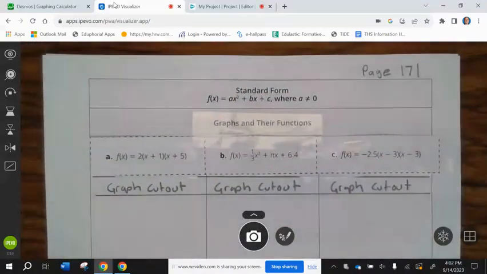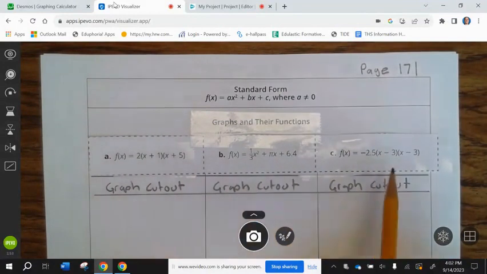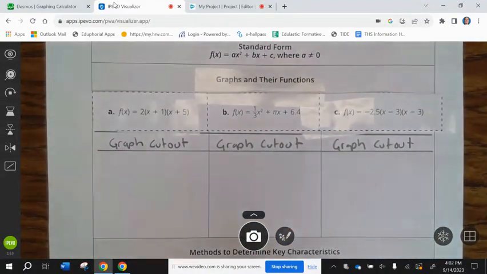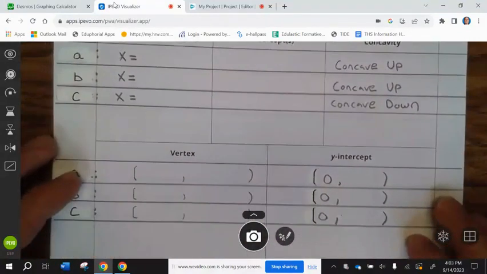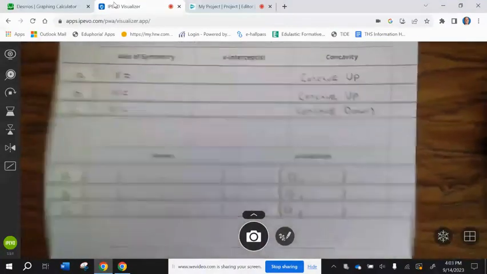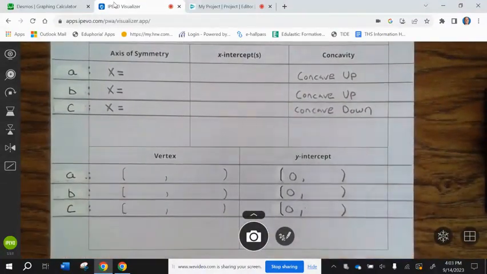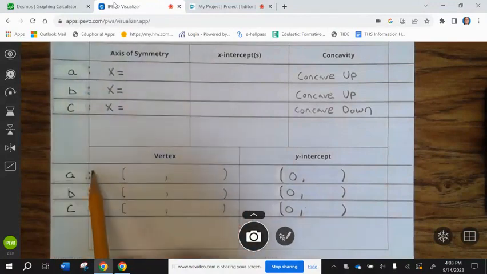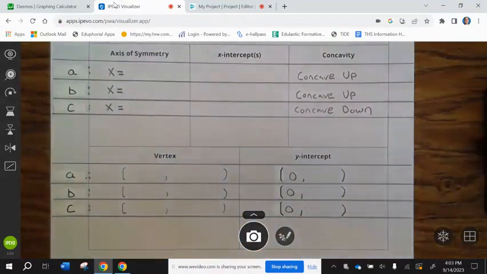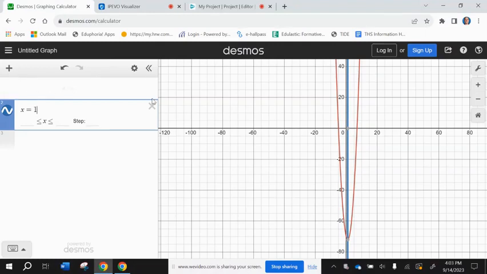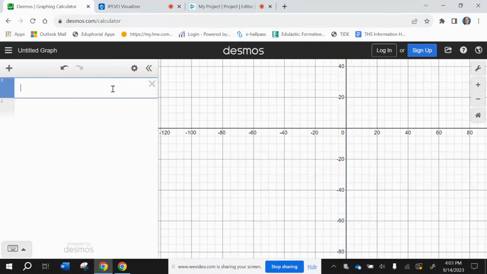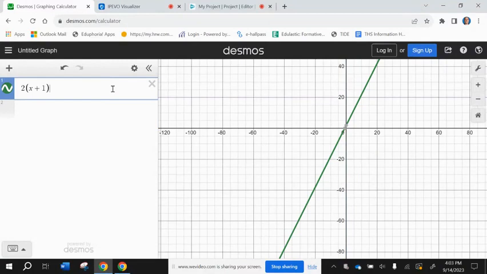All right, page 171. Tape A, B, and C, and then have space for the graph cut out. And let's go and answer the questions that correspond. So let's find information for graphs A, B, and C. Okay, so let's start with graph A. Okay, so 2 parentheses x plus 1 parentheses x plus 5. I'm going to press the home key for the graph.